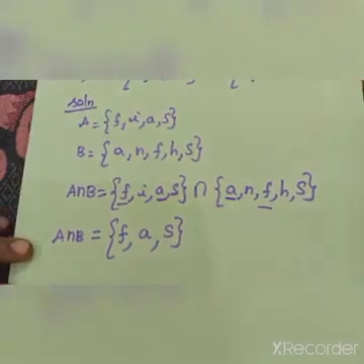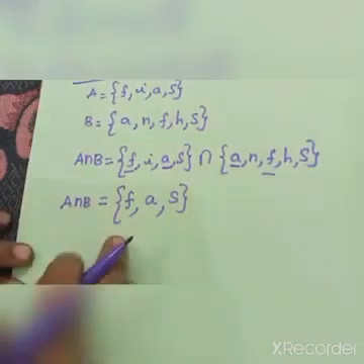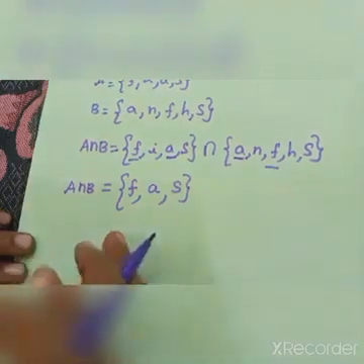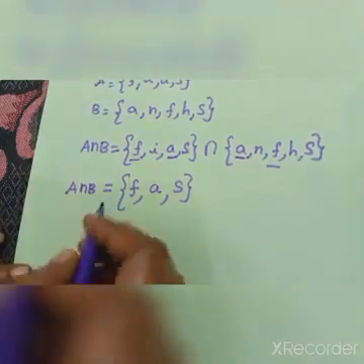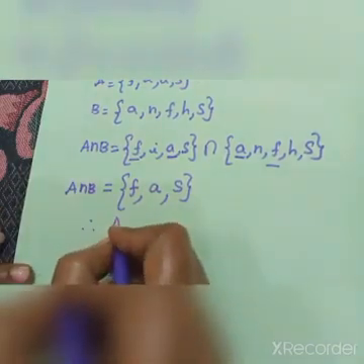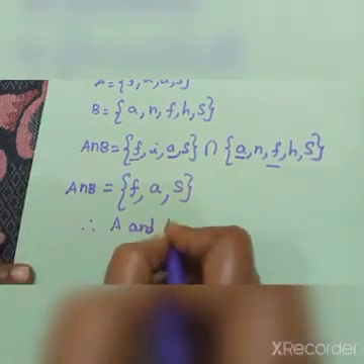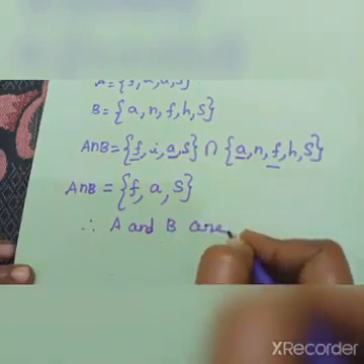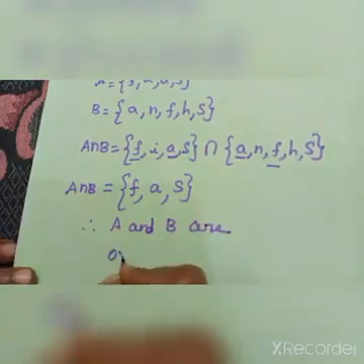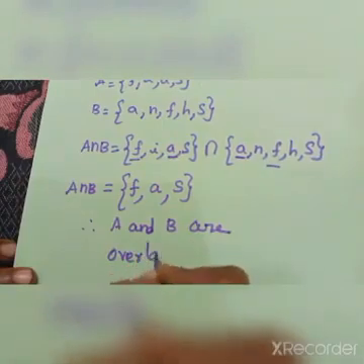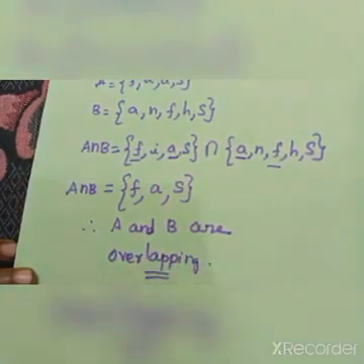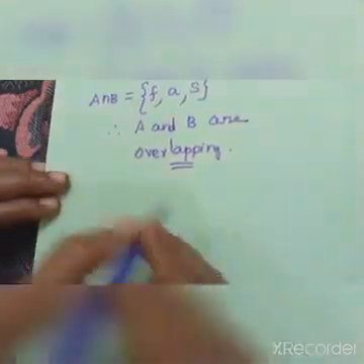So if there are common elements, we have to say that the sets are joint sets. Okay, there are common elements, therefore A and B are joint sets, meaning overlapping. Okay, understood students? Next, second subdivision.